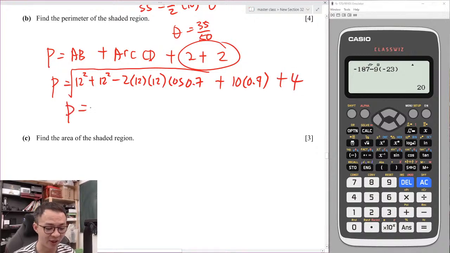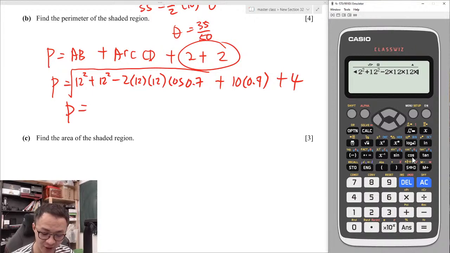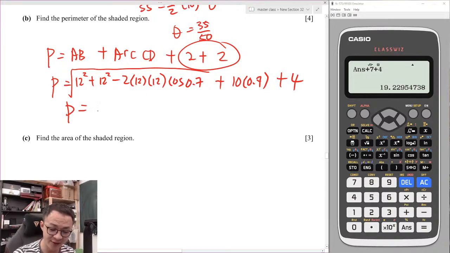Okay, so now I can straight away get my answer here. Square root of 12 squared plus 12 squared. Make sure you calculate in radian, because 0.7 is radian. You see a D on the top here, you need to change it into R. Minus 2 times 12 times 12 times cos 0.7. Oops, I guess I forgot about the bracket. Then I plus 0.7 times 10 is 7, plus 4. So my final answer is 19.2 centimeters.